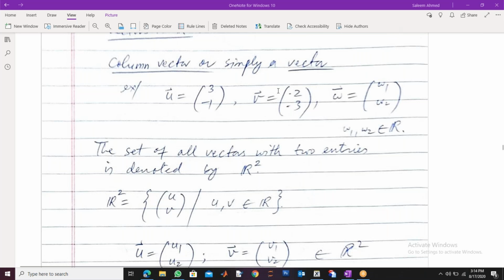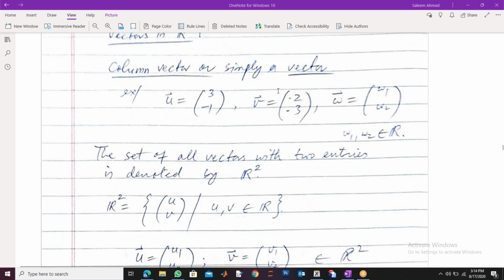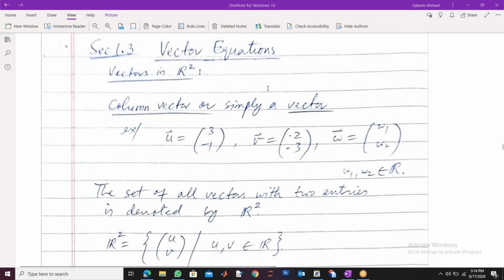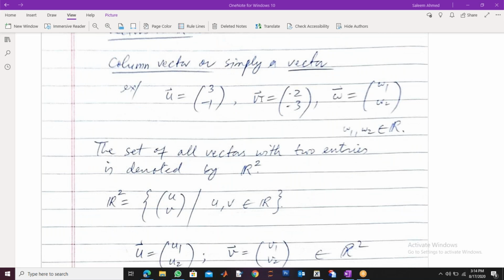Okay, so today's topic is about vectors and vector equations. You will see that everything is related to the matrices and the system of linear equations. As I said before, linear algebra is all about systems of linear equations.